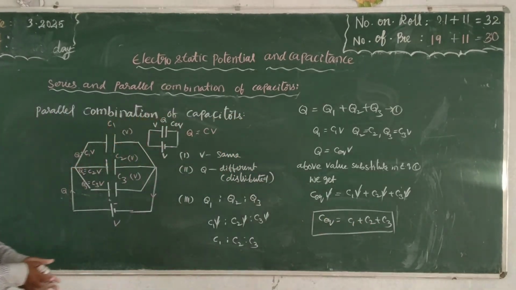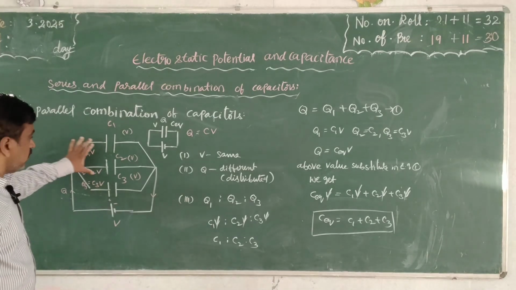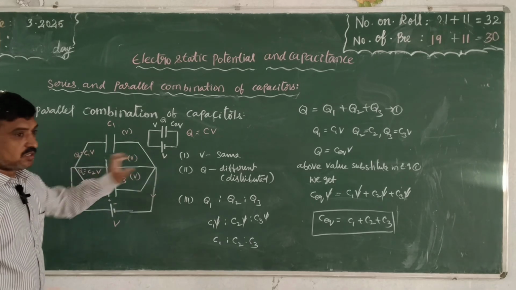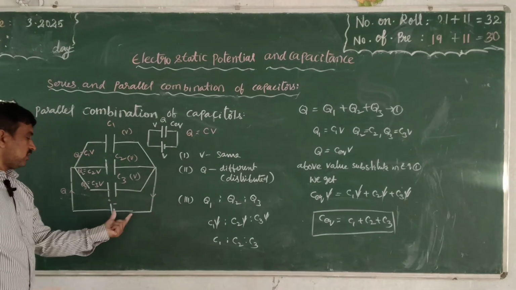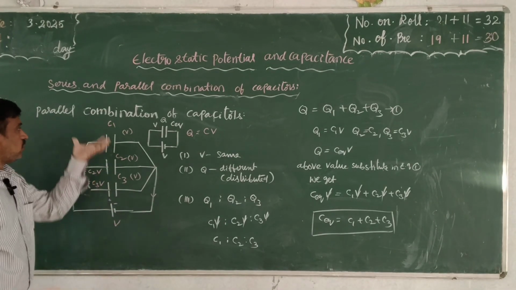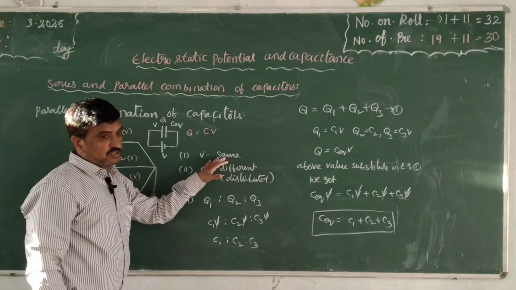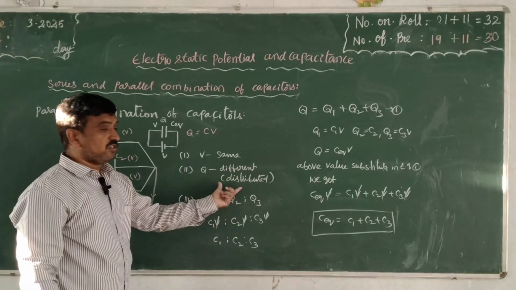See here, in parallel combination of capacitors, all the first terminals are connected to a fixed point, and all the second terminals are connected to another fixed point. One of these fixed points is connected to positive, the other to negative. This combination we call the parallel combination. In this one, the potential difference is the same, and the charge is divided, meaning distributed.